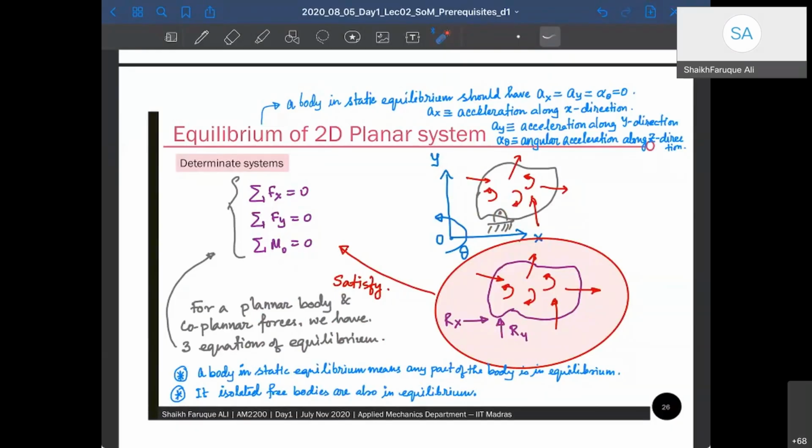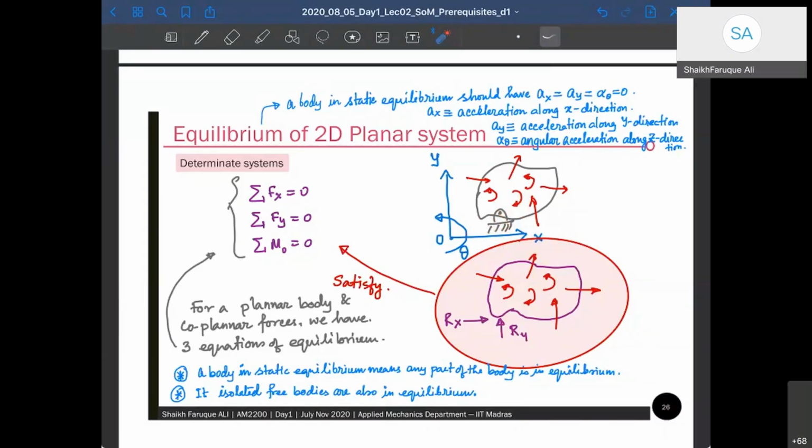If this support is not there, the body will start falling under gravity, right? Generally if there is no force, it will under gravity start moving downward. So the support will make sure that it doesn't move in this direction. Therefore there will be a force generated here in the opposite direction, that will negate, or balance, the force that was acting due to gravity.